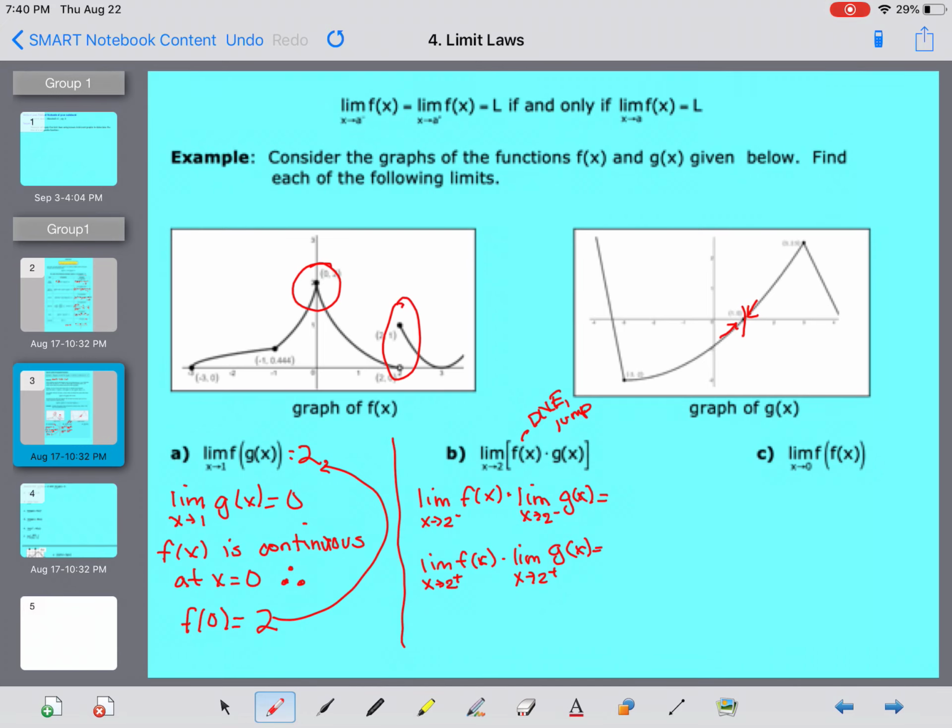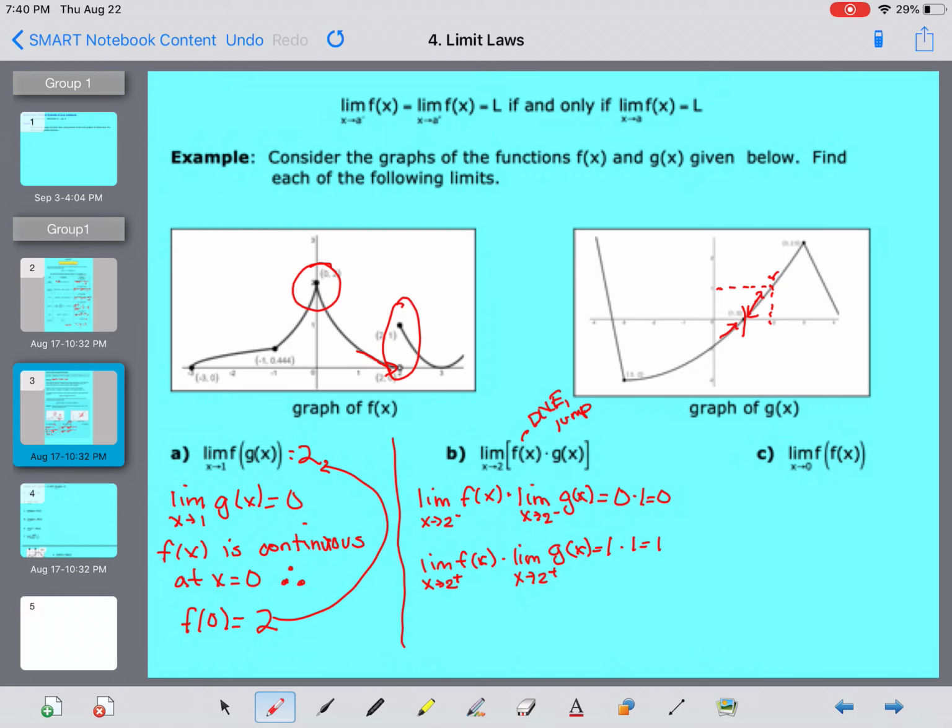So if we look at that from the negative side, as we're approaching from the negative side, our f of x is approaching 0. Our g of x, that's at 2, is right here. Solid line. So as I approach, my y value is about 1. So we're going to call it 1 here. That gives us 0. Now if we look at the right side, my f of x is approaching 1. My g of x is still approaching 1, and I get 1.